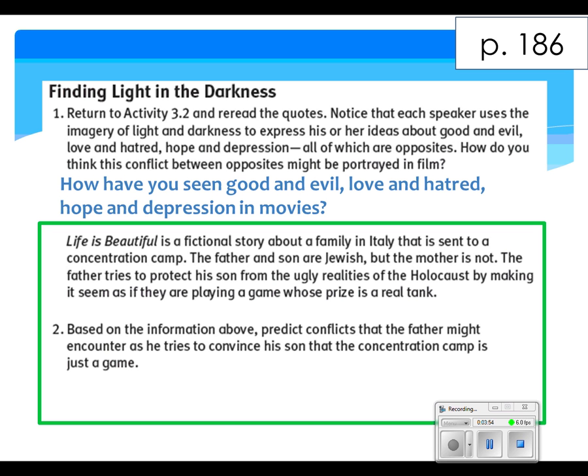Life is Beautiful is a fiction story about a family in Italy that is in concentration camp. The father is Jewish, but the mother is not. The father tries to conduct a discussion of the ugly realities of the Holocaust, making it seem like it's carefully engaged in sense of the real case.